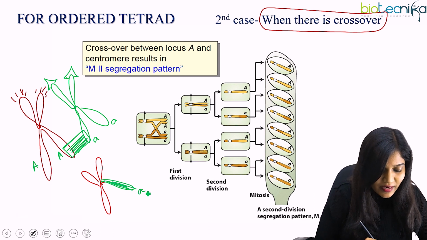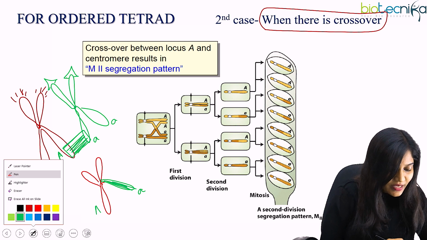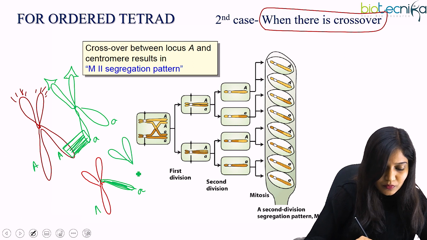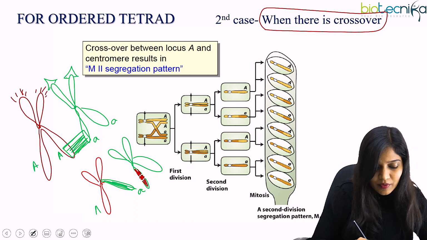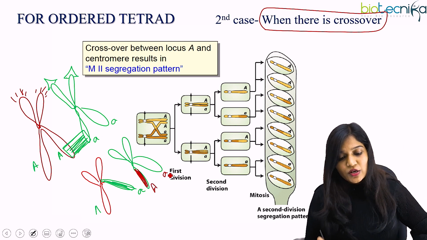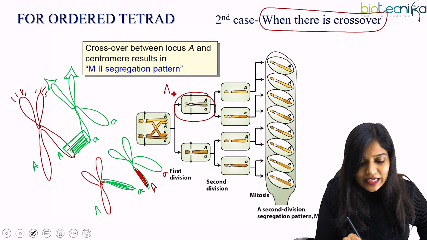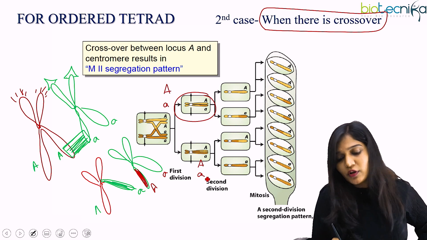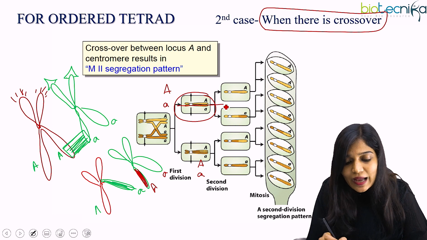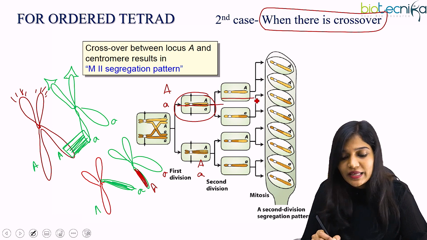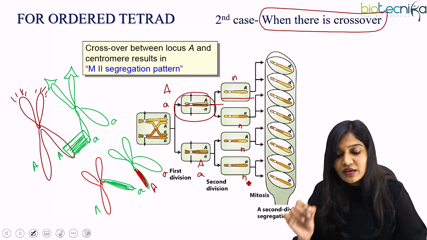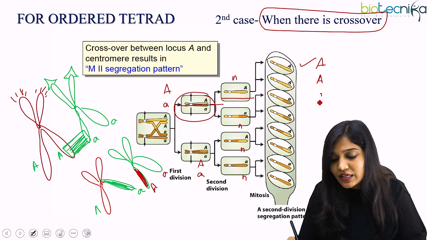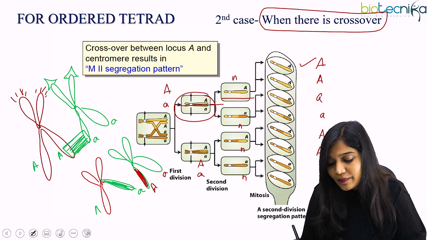Small a will come here, but capital A will be here. In this case, it's going to be like this. So here it is going to be capital A here, small a here. So here you are observing capital A, capital A, small a. So when this is going to divide, haploid set, capital A separately, haploid set, small a separately, capital A separately, small a separately. So here you're going to see capital A, small a, capital A, small a, small a.